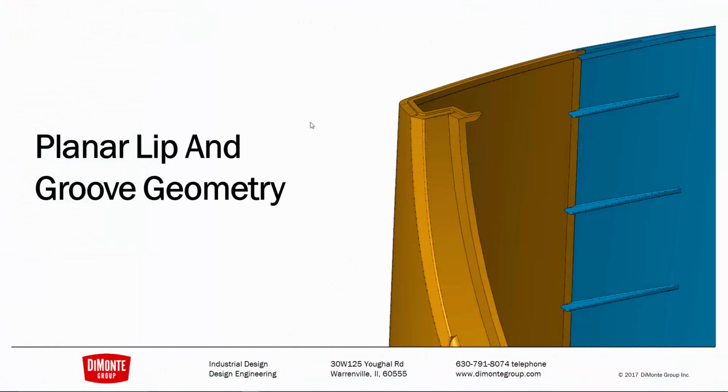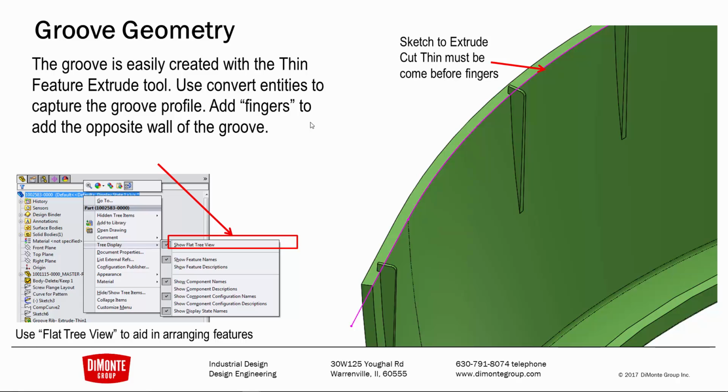So to recap the planar lip and groove geometry, my best practice is to use the thin feature tool. That way I get all of the offsets in the feature manager instead of having them buried in sketch offsets. So this is the sketch in purple that I'm using to cut the groove geometry. Remember those fingers that back up the other side of the lip. Order of operation is important, you need to create the sketch before the fingers so that way you don't have all those short edges.